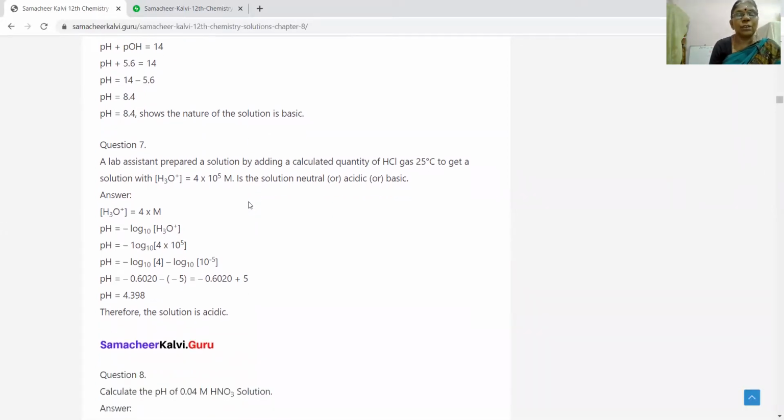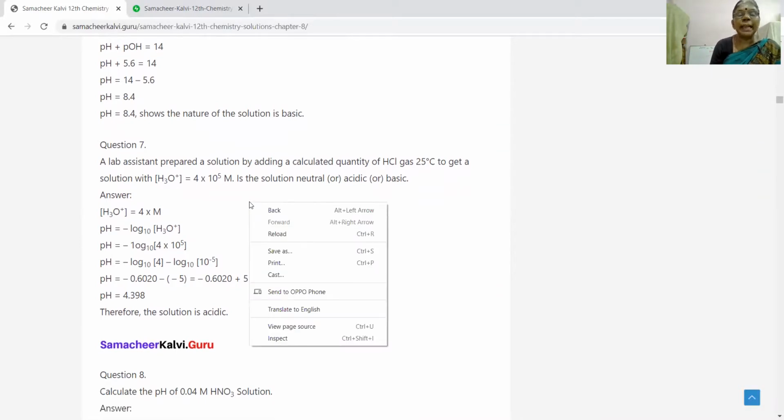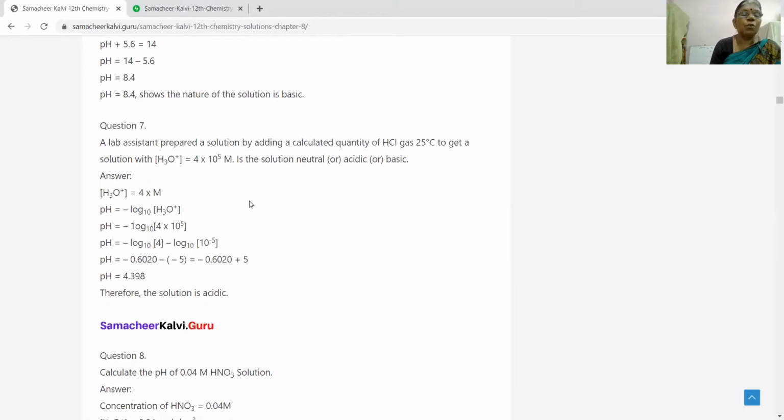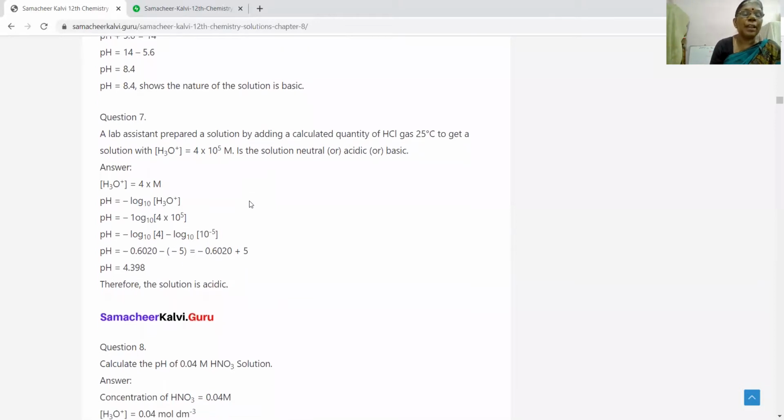The next one is also in the form of a problem. A lab assistant prepared a solution by adding a calculated quantity of HCl gas at 25 degrees centigrade to get a solution whose hydronium ion concentration is 4 into 10 power minus 5 moles. Is this solution neutral, acidic or basic? The answer: H3O plus ion is equal to 4 into 10 power minus 5 moles.